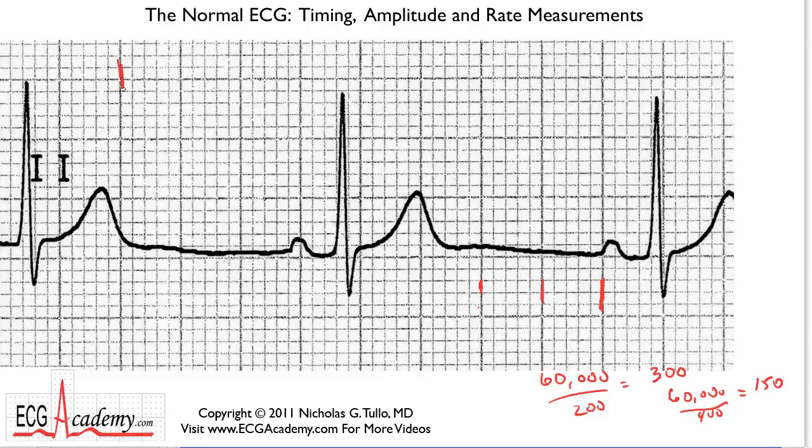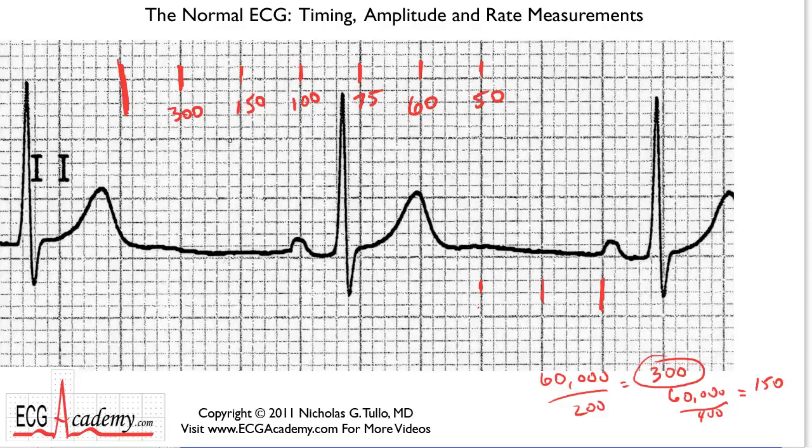If you start on a heavy line, and the signals are just one box apart, then the rate is actually 300 beats per minute, as I showed you in this calculation here. If the signals are 2 boxes apart, then it's 150 beats per minute. If they're 3 boxes apart, it's 100. If they're 4 boxes apart, it's 75. 5 boxes gives you 60, and 6 boxes gives you 50.